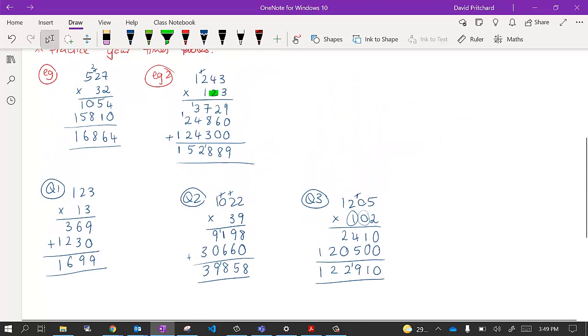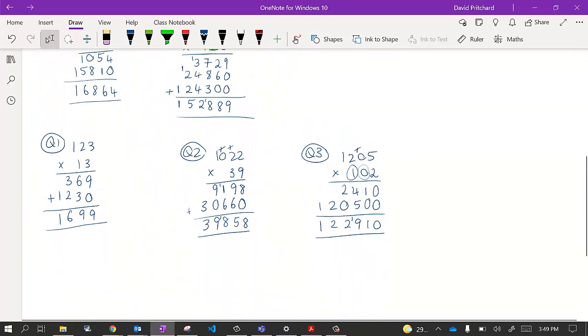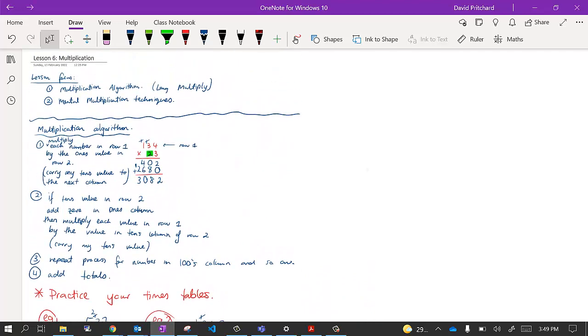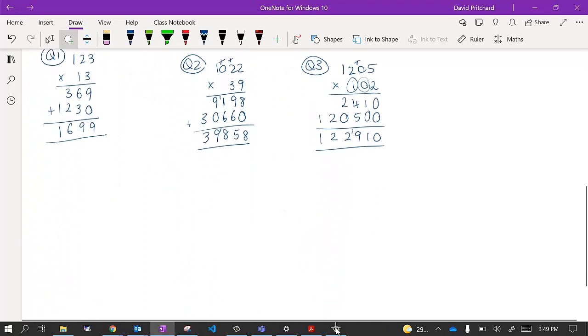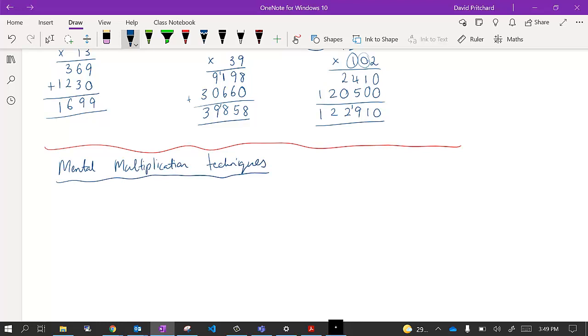Okay, so I'm hoping that you got those right. There'll be a few more questions in the exercise to allow you to practice that skill, but that's basically that multiplication algorithm. It comes down to being well versed in your times tables, and being able to step through the process without making any blunders.